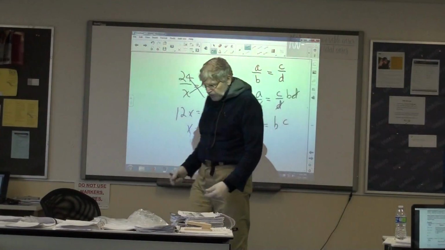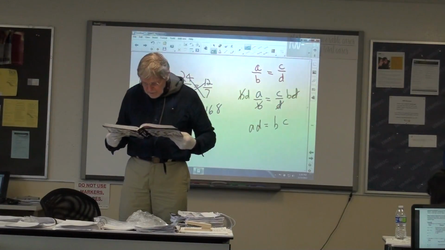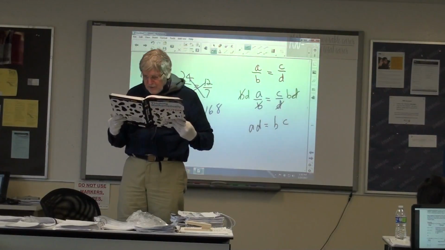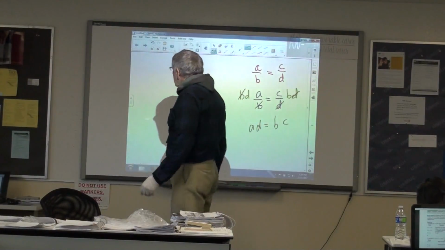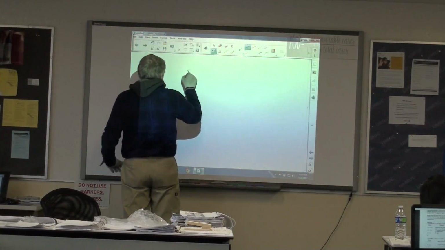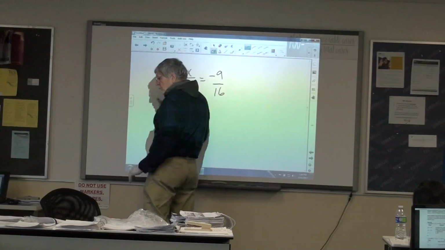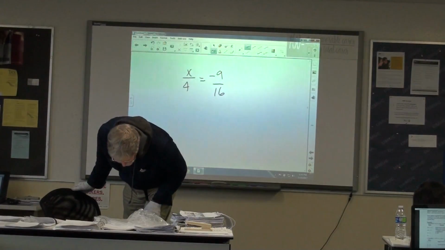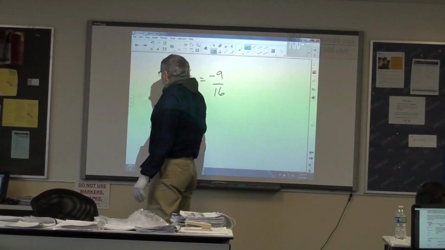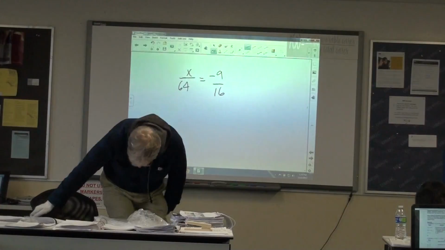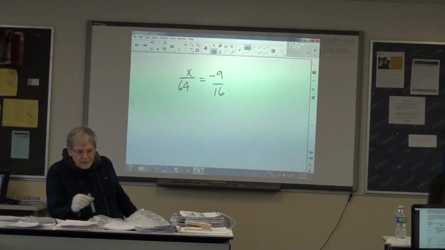So let's have you try one. First I'll do one more for you. X over 7 equals x plus 14. No, let's have you do one. Number 66: x over 64 equals minus 9 over 16. Calculators are encouraged.